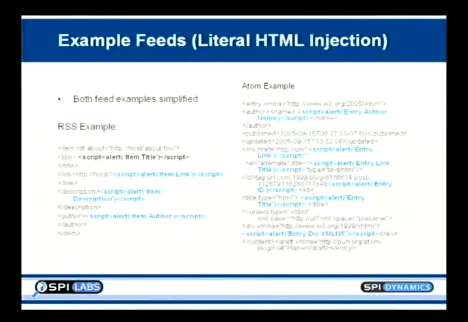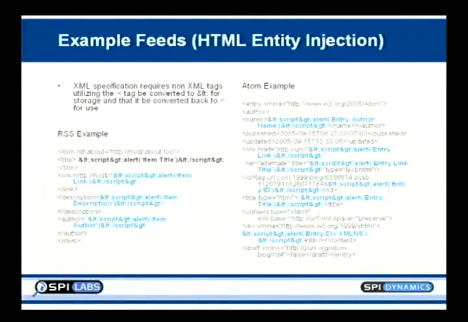So this is the literal HTML injection where I just literally stuck it in there, and this is the HTML entity one. As you can see, instead of a left bracket, you have ampersand LT, semicolon, and the corresponding tag to that. XML specifies that if you have certain tags, like let's say for example that I just had one left bracket, it says that you should be converting that to an HTML entity for storage. And actually in this example, technically I'm closing the script tag, so technically that's valid XML.